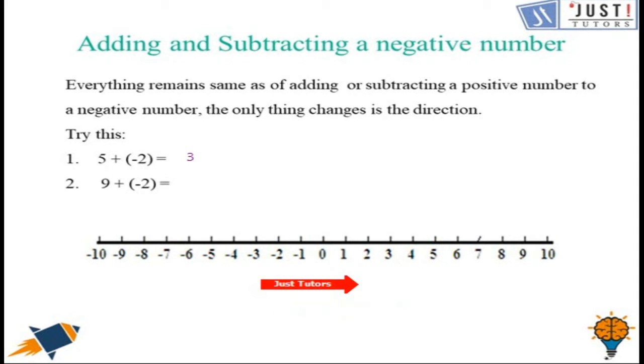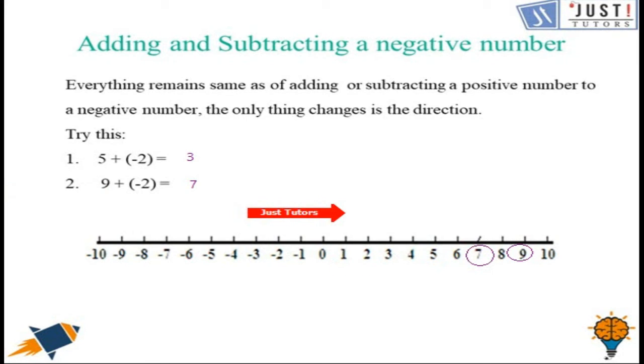Now let's talk about the next part. The first number is 9. I'll put a circle around that number. Then again we have an addition sign, and after that takeaway. The addition sign tells us to move towards the right, but because we have a takeaway after that, it tells us to move towards the left, and that's what we are going to do here. So we'll take 2 jumps towards the left, and we'll land at the number 7. So this was all about adding and subtracting a negative number.